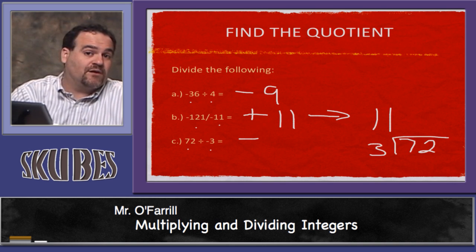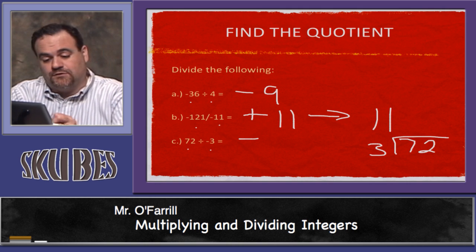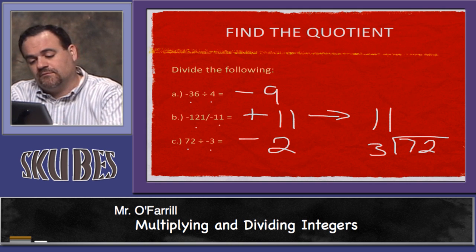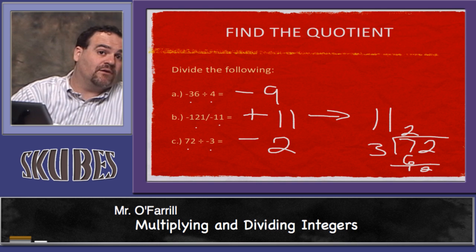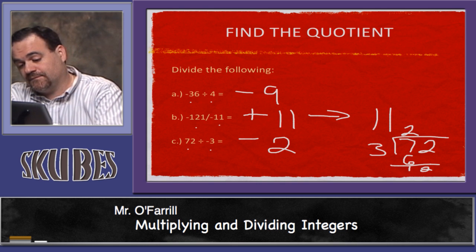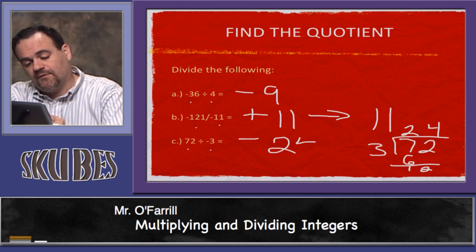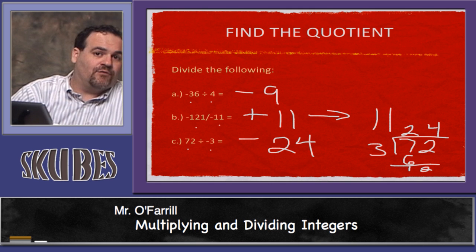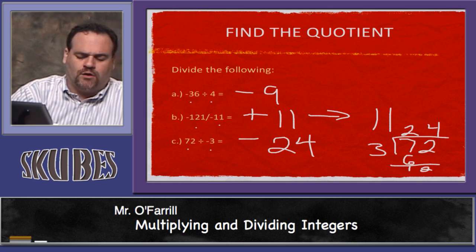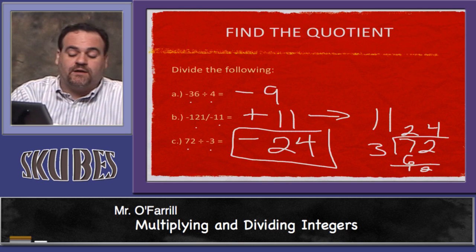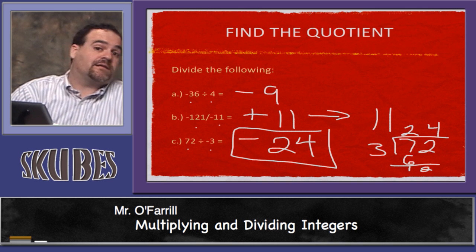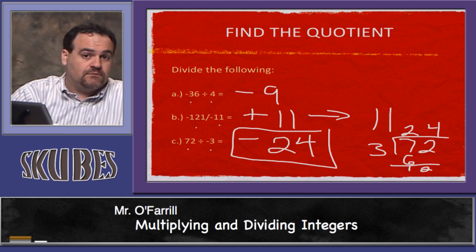How many times does 3 go into 7? 2 times. And how many times does 3 go into 12? 4 times. So is the answer 24? No. We already said the answer is negative, so it's -24. And that's how you multiply and divide integers.